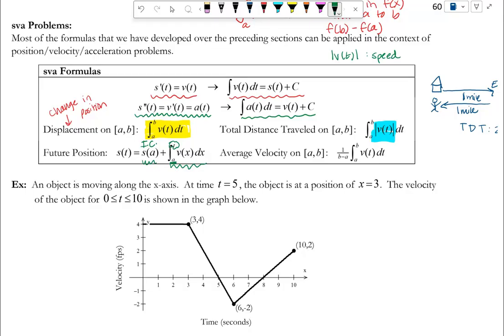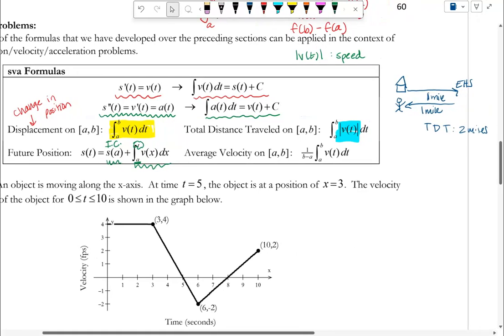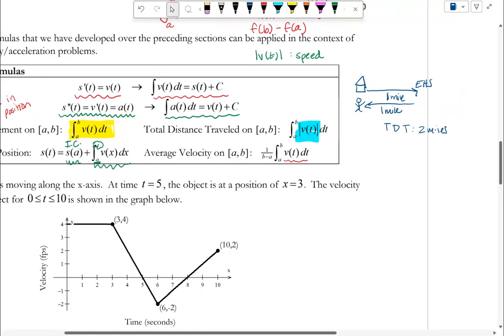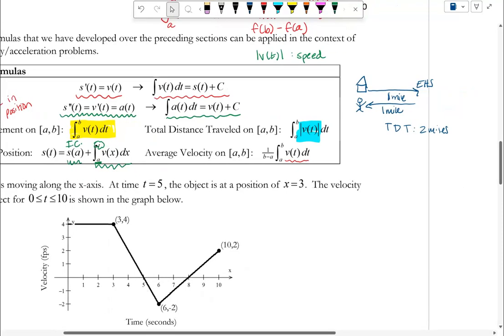And then finally, our average velocity. Well, we learned already that the average value of a function, we integrate that function and then essentially divide by our difference in limits. But remember that when we integrate velocity, we find our displacement. So when we integrate velocity, it's like we would find S of B minus S of A.